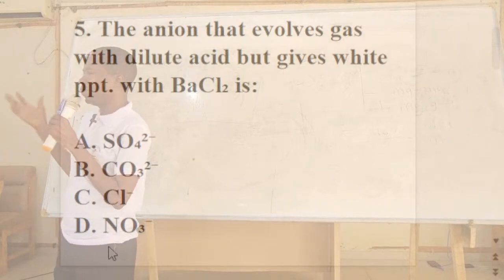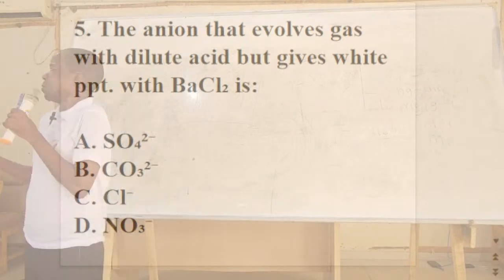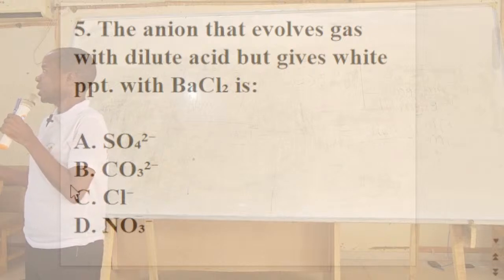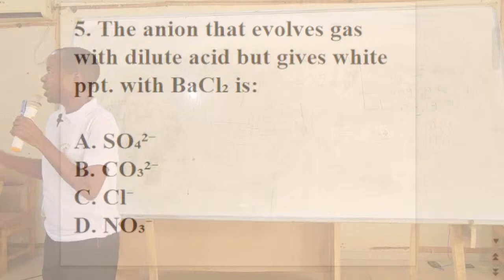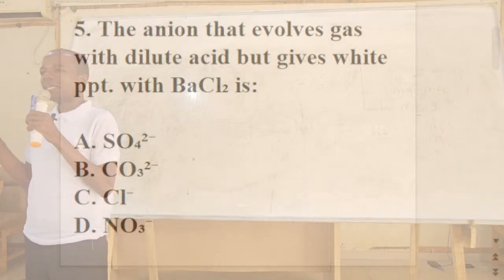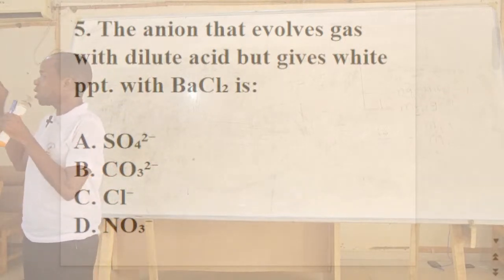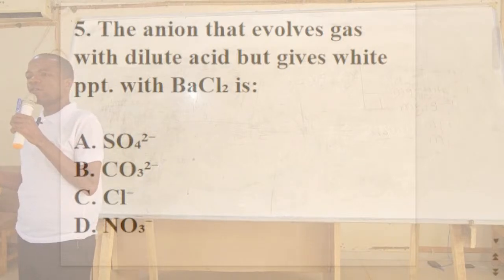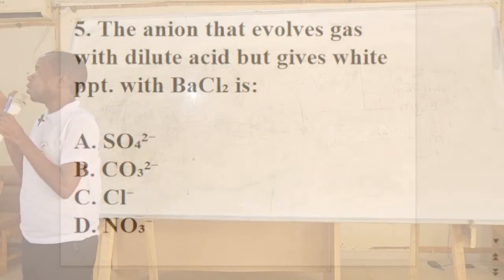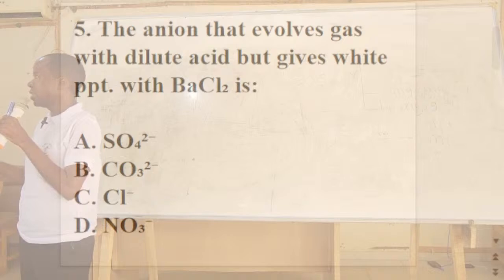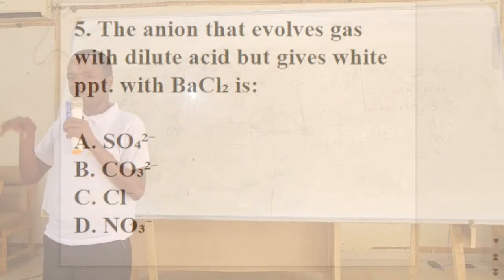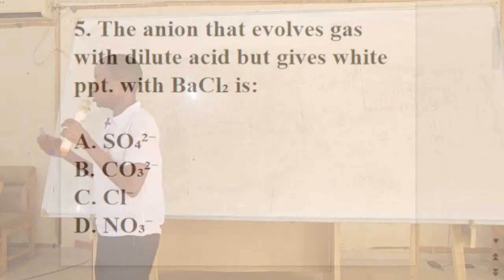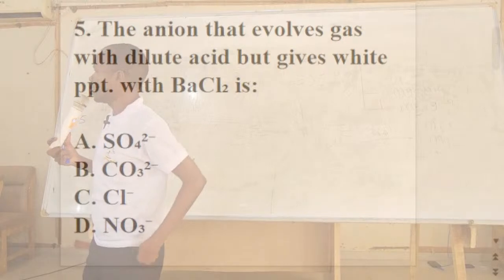You shouldn't even spend more than a few seconds here. Immediately you see that the anion evolves gas with dilute acid, it is only carbonate ion that will evolve gas with dilute acid. Sulfate ion does not evolve any gas with dilute acid. Chloride ion does not evolve gas with dilute acid. And then nitrate ion will only evolve gases with concentrated acid, not dilute acid. The correct answer here is carbonate ion, option B.